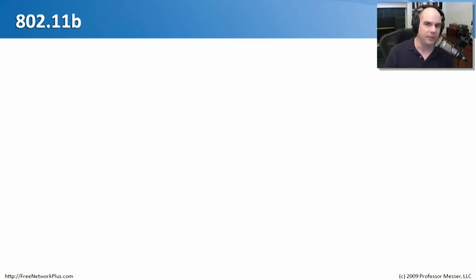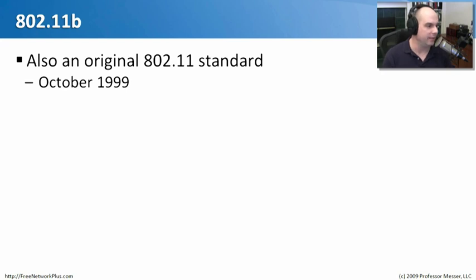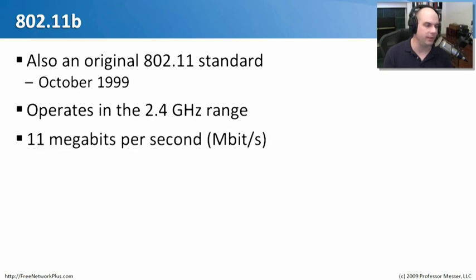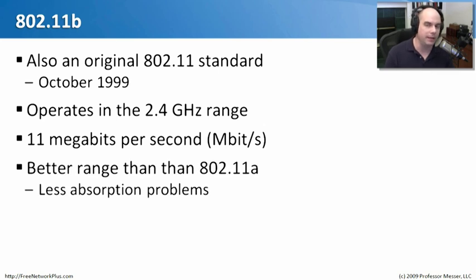At the same time that 802.11a was rolled out, we got 802.11b. So it's another one of those original standards. Unlike 802.11a, the B standard operated in the 2.4 gigahertz range. This is a very common range, especially in the United States. But unlike A, it only ran at 11 megabits per second. I say only, but at the time, having wireless communication of any kind was fantastic, and 11 megabits was certainly faster throughput, a data rate anyway, than 10 megabit Ethernet. So this was pretty good for wireless communication, and many devices even today are still running 802.11b.